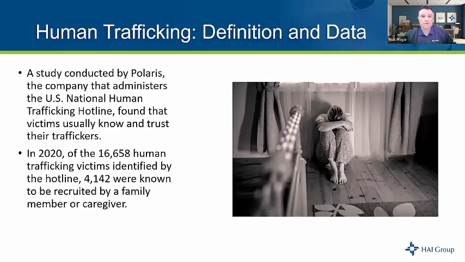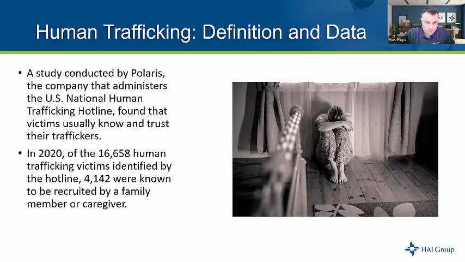A study that was conducted by Polaris, which is the company that administers the U.S. National Human Trafficking Hotline, found that victims usually know and trust their traffickers. This is an important slide because it really hits home. In 2020, of the 16,658 human trafficking victims identified by the hotline, just over 4,000 were known to be recruited by a family member or a caregiver. One piece of data that I do want to share is this trend was particularly noteworthy in sex trafficking situations. Of the 2,448 victims recruited into sex trafficking in 2020, 42% were brought in by a family member, while 39% were recruited by an intimate partner or a marriage proposition.